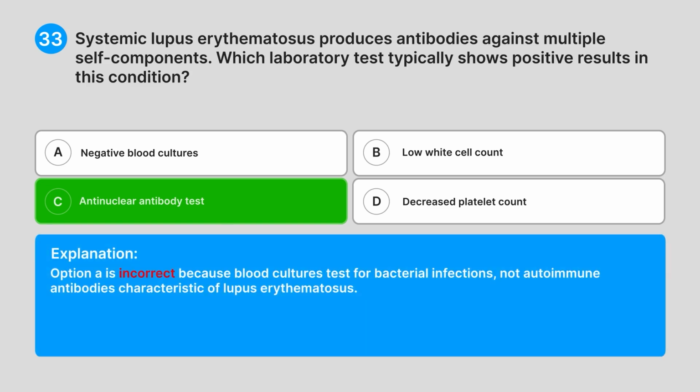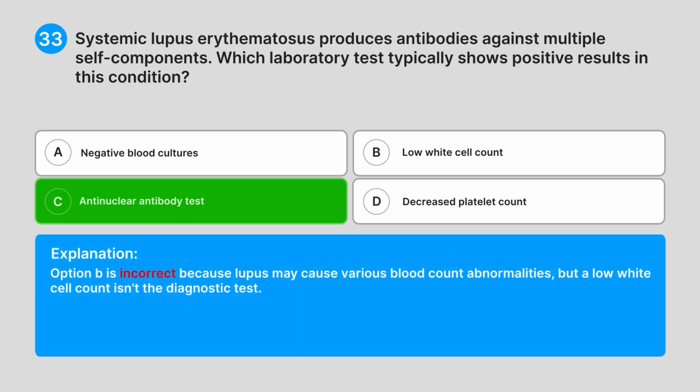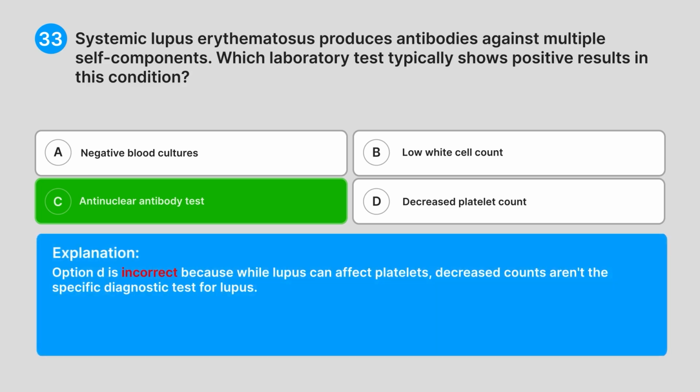Option A is incorrect because blood cultures test for bacterial infections, not autoimmune antibodies characteristic of lupus erythematosus. Option B is incorrect because lupus may cause various blood count abnormalities, but a low white cell count isn't the diagnostic test. Option D is incorrect because while lupus can affect platelets, decreased counts aren't the specific diagnostic test for lupus.